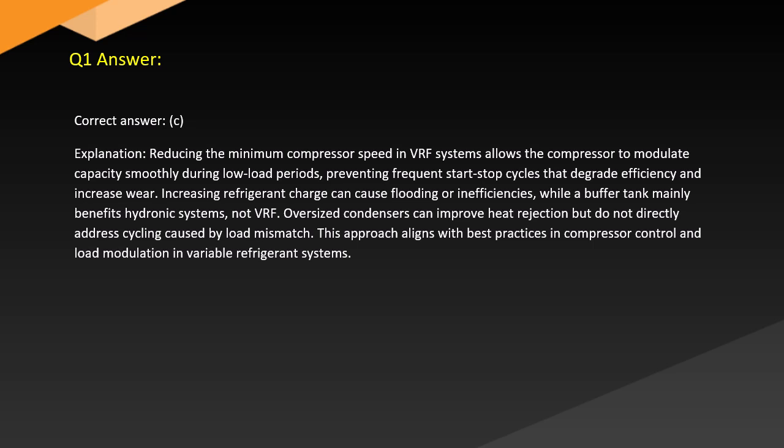Answer. Correct answer: C. Explanation. Reducing the minimum compressor speed in ERF systems allows the compressor to modulate capacity smoothly during low-load periods, preventing frequent start-stop cycles that degrade efficiency and increase wear. Increasing refrigerant charge can cause flooding or inefficiencies, while a buffer tank mainly benefits hydronic systems and not ERF. Oversized condensers can improve heat rejection but do not directly address cycling caused by load mismatch. This approach aligns with best practices in compressor control and load modulation in variable refrigerant systems.